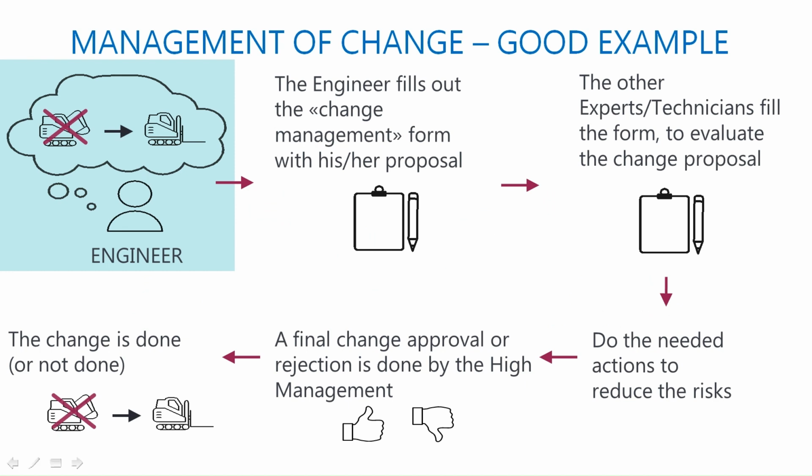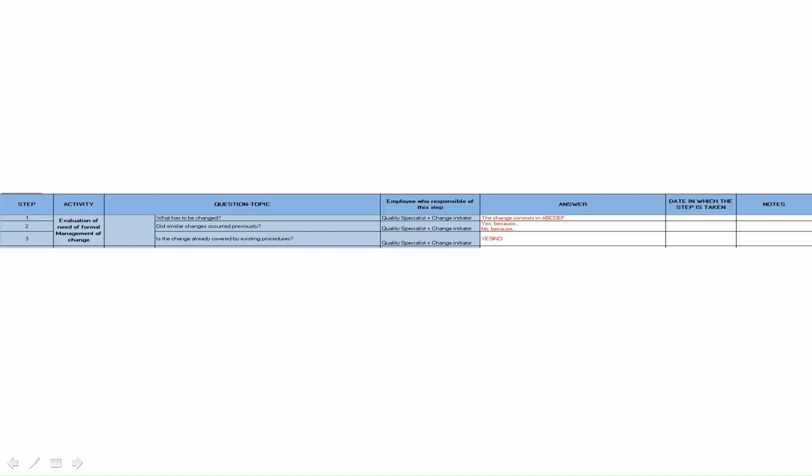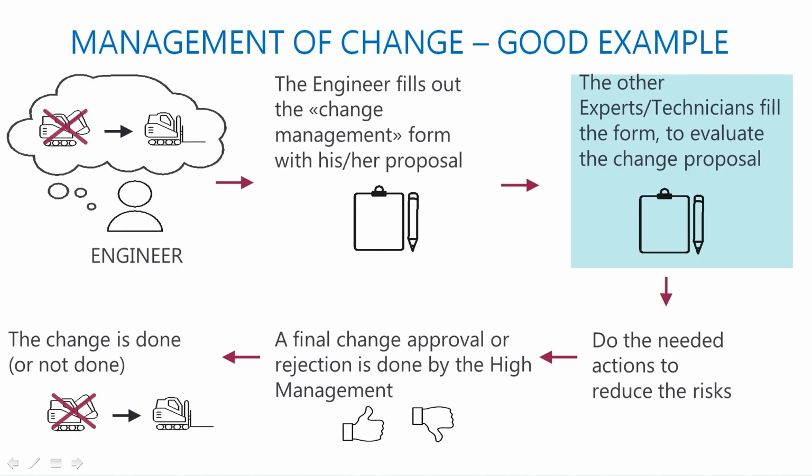Our good example starts exactly like the previous one. The engineer thinks of a possible change in production. The second step, however, is very different. Instead of immediately doing the change, the engineer fills the first steps of the management of change form. In these steps, he or she describes the change that he or she wants to be done. Here, you see a screenshot of this step in the template. The engineer has to describe here what exactly the change would be and provide some extra information.